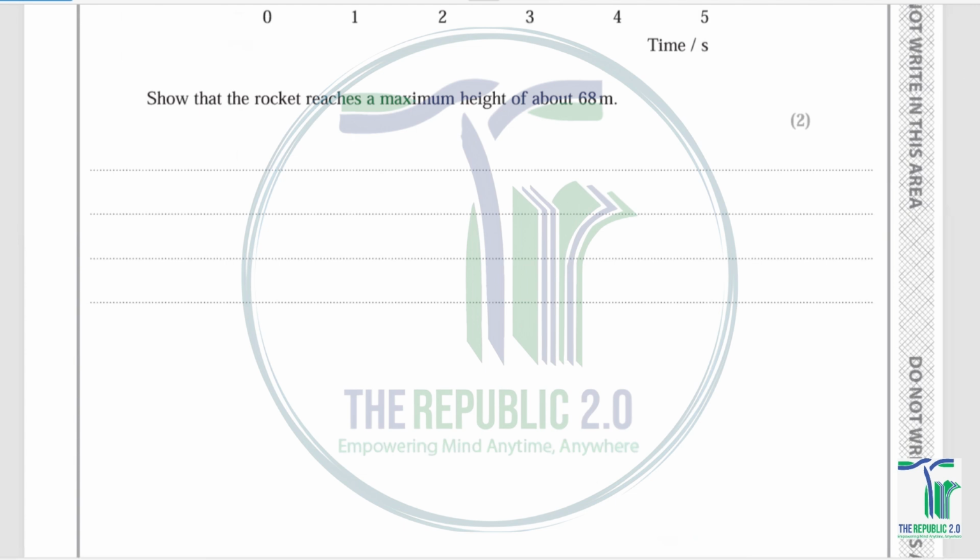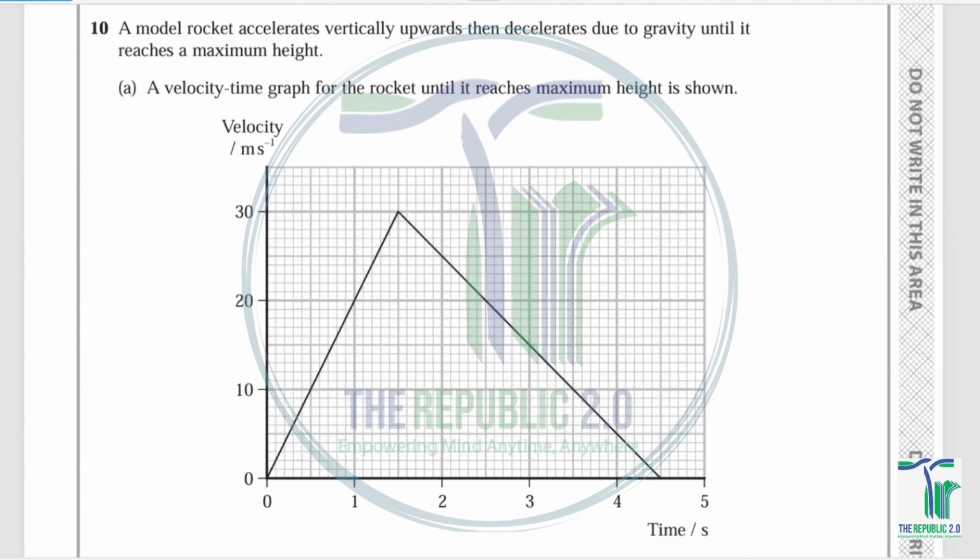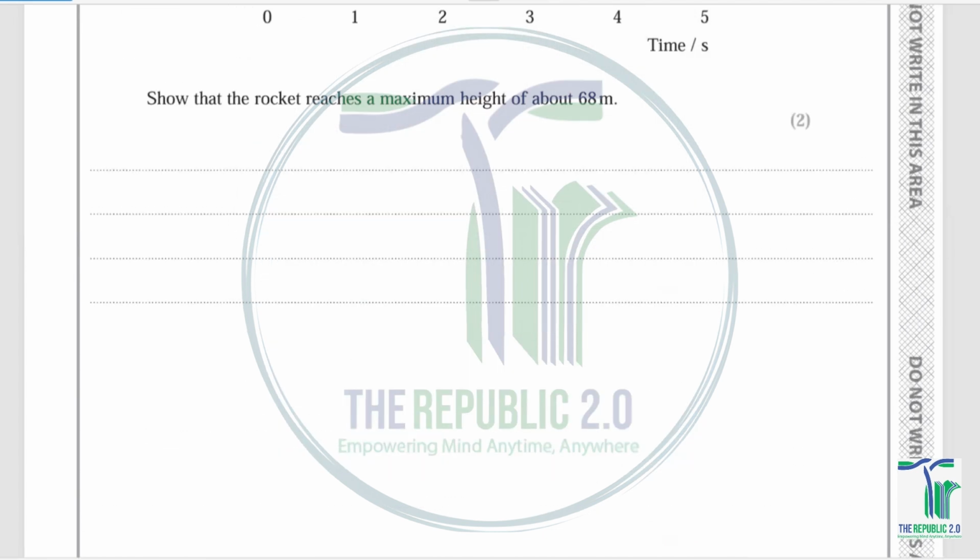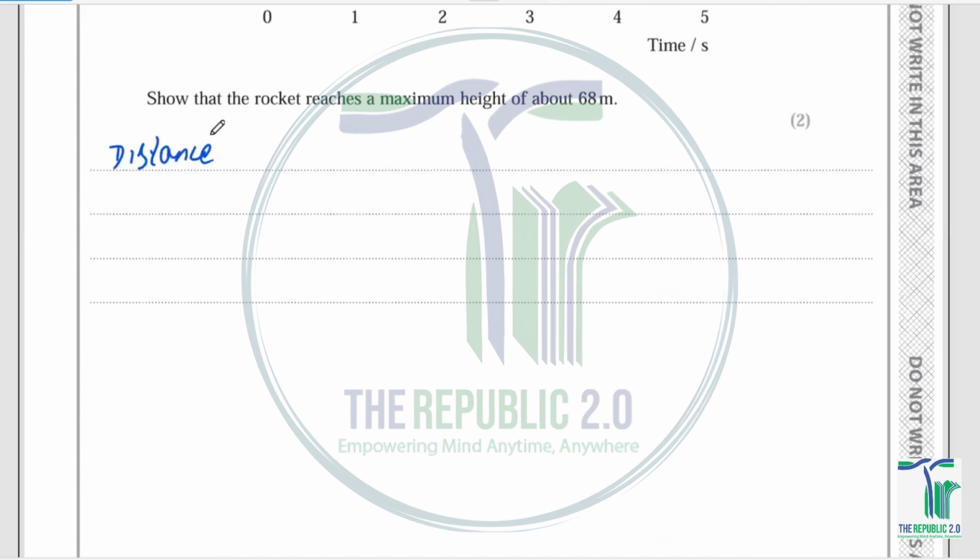So if you want to calculate the maximum height, that is the total distance covered by the rocket in the upward direction. And how you can get the distance from the VT graph is by just calculating the area under the graph. You can see that this is some sort of a triangle. And if you want to calculate the total distance covered by the rocket, or the maximum height gained by the rocket, you just need to use the formula half times base times height.